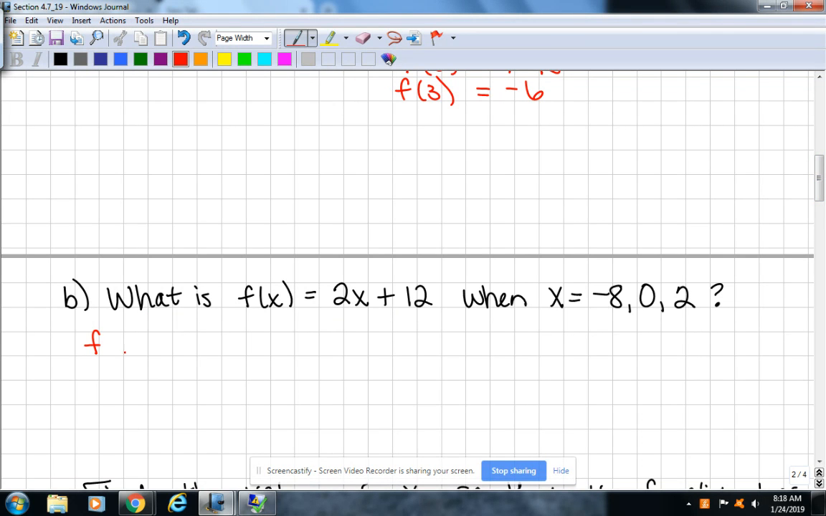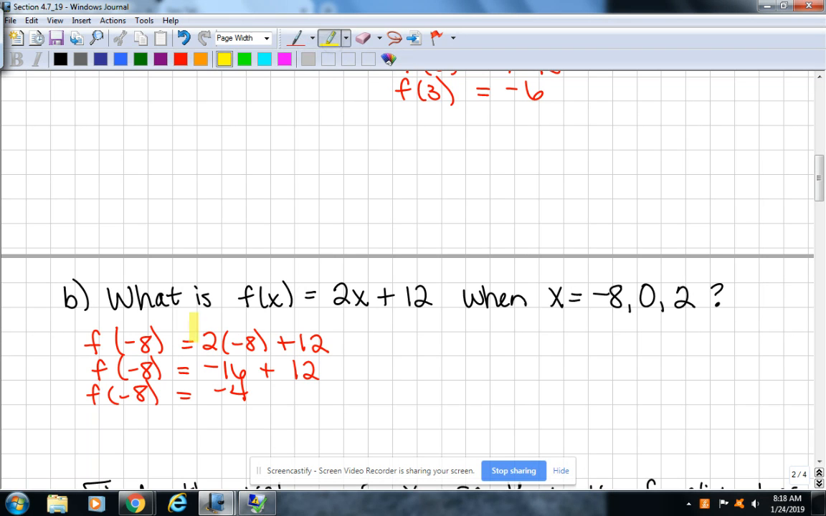So first we're plugging in what number for x? So f of -8 equals 2 times -8 plus 12. All right, I'm going to drag down my f of -8 equals, what is 2 times -8? And what's -16 plus 12? -4. So f of -8 equals -4. There's one of my answers. So on that line, when x is -8, the y value is -4.